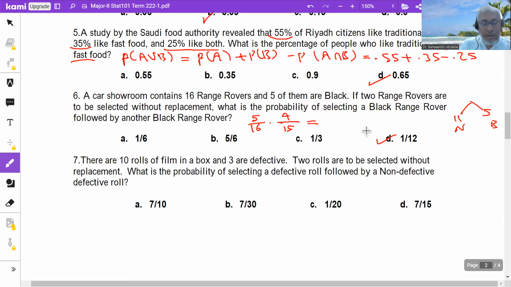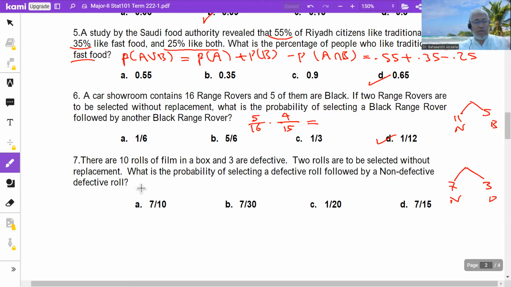Yes, the answer is 1/12. Okay, there are 10 rolls of film in a box. 3 are defective. Good. So we have 10 rolls, 3 are defective and 7 will be non-defective. Okay. 2 rolls are to be selected without replacement.